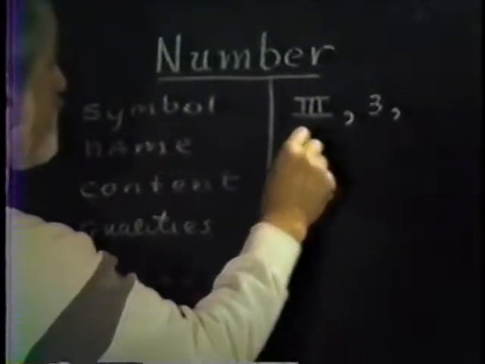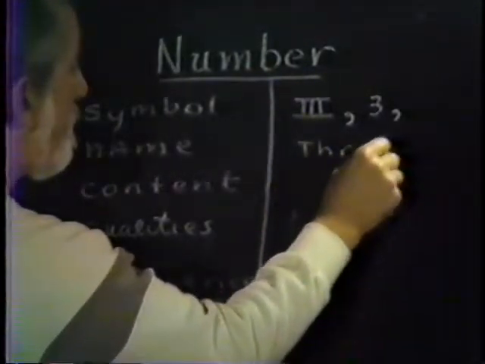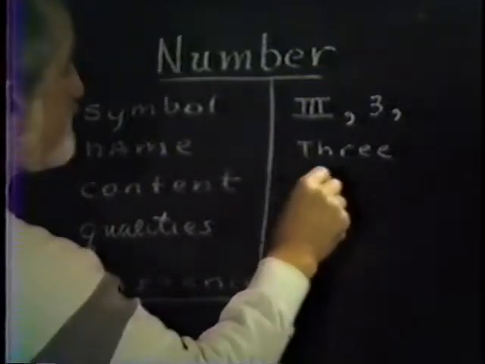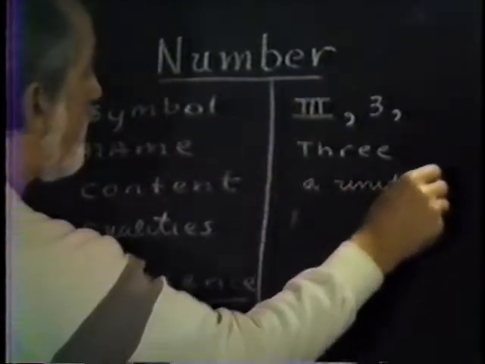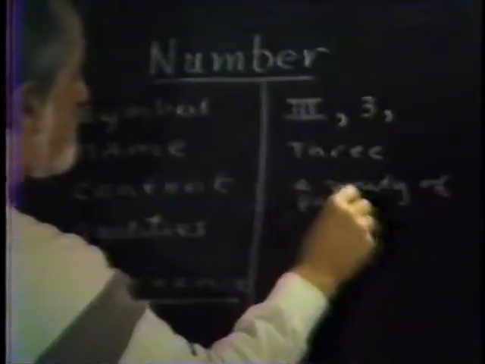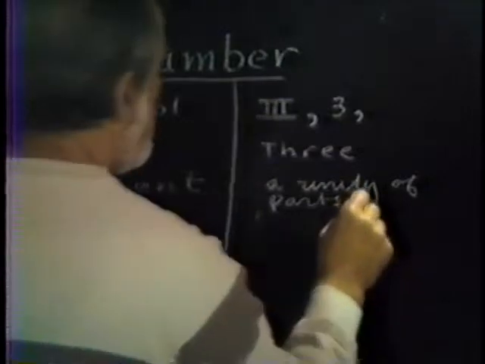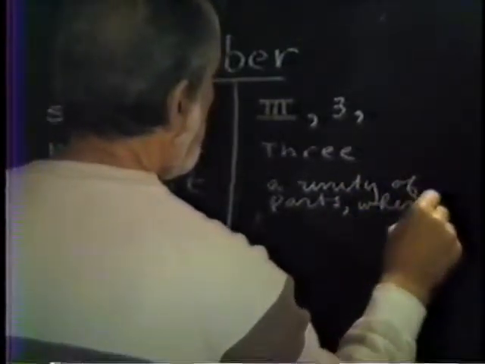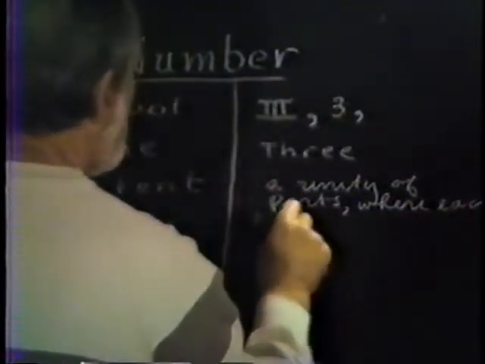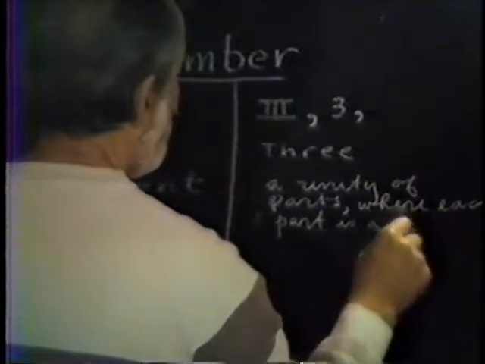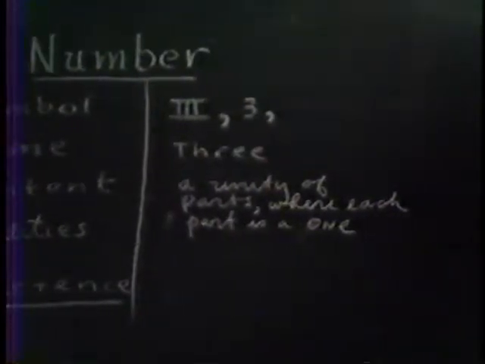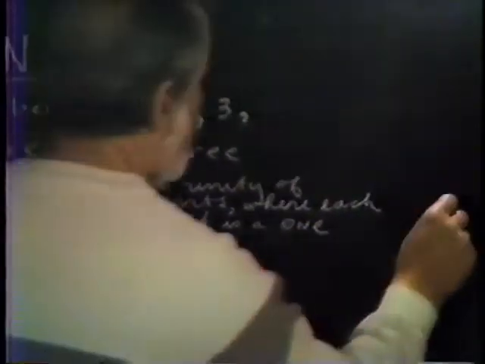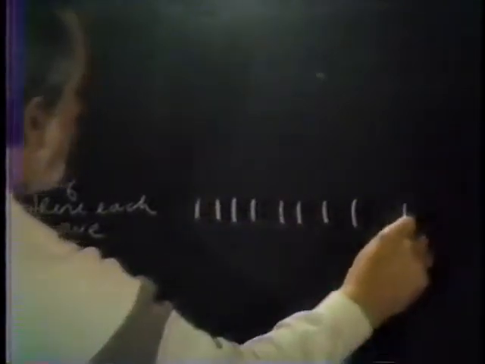The name you give it. The content must be a unity of parts, right, where each part is a perfect one. Right. Agree with that? And we could represent that, could we not, in a variety of ways.